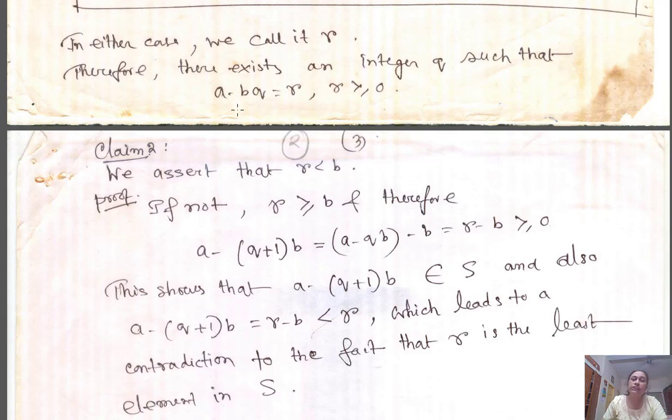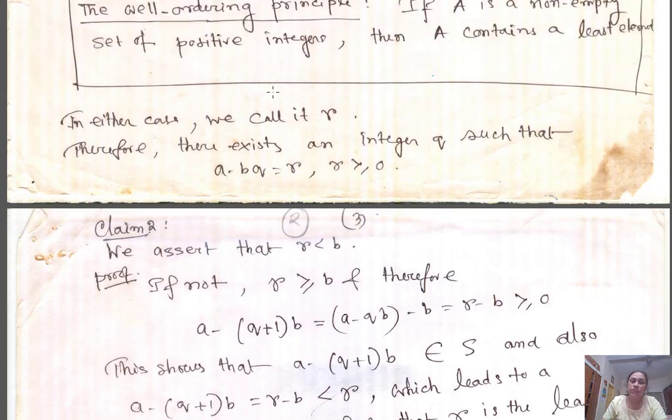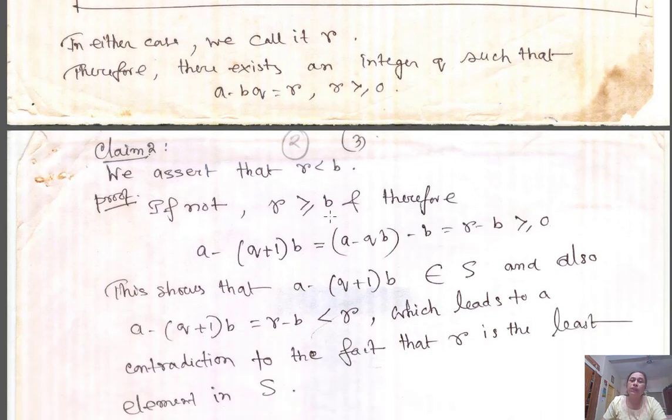This actually contradicts the fact that R is the smallest element. R was the least element. By choice, R was the least element of the set S. But if R is greater than or equal to B, then we can get an integer smaller than the smallest element R of the set. So this is essentially a contradiction, as R is the least element. So R greater than or equal to B is wrong. So R must be less than B.